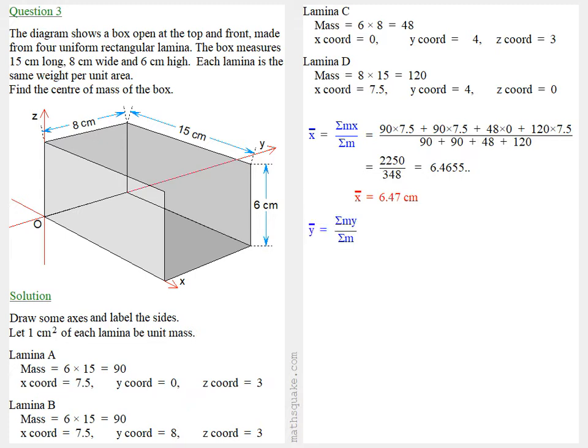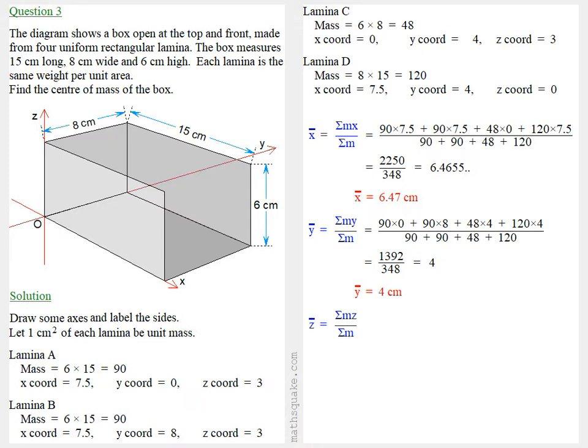Also, we've got Y bar is equal to the sum of the MY's over the sum of the M's, which is 90 times 0 plus 90 times 8 plus 48 times 4 plus 120 times 4 over 90 plus 90 plus 48 plus 120, which works out to be 1,392 over 348, which is equal to 4. So Y bar is equal to 4 centimetres. Now we would expect that the box is symmetric, and so we would expect the Y coordinate to be halfway across the box. The box width is 8, and so we get Y bar is equal to 4 centimetres.